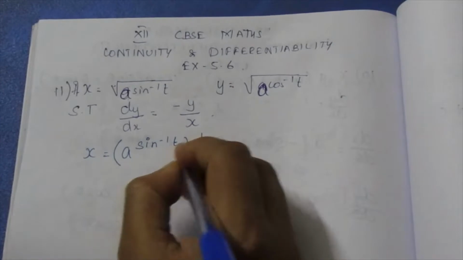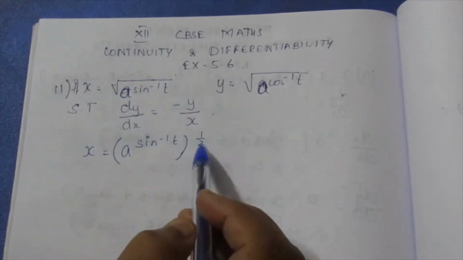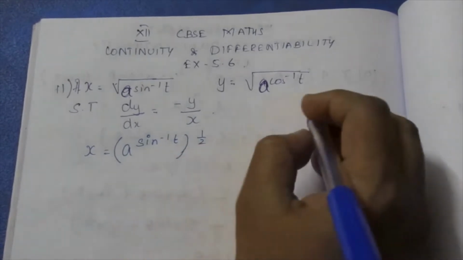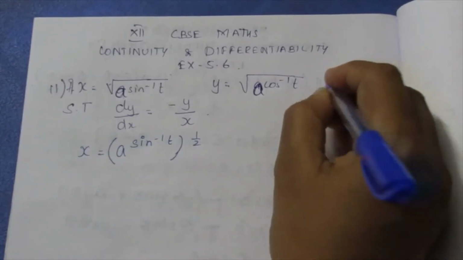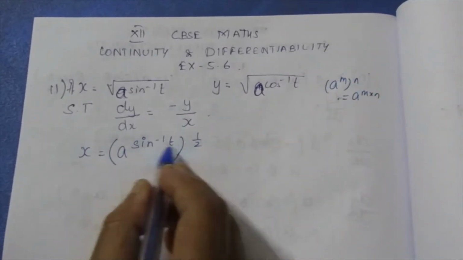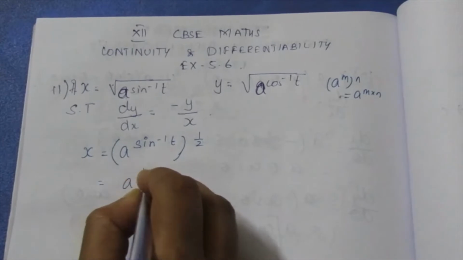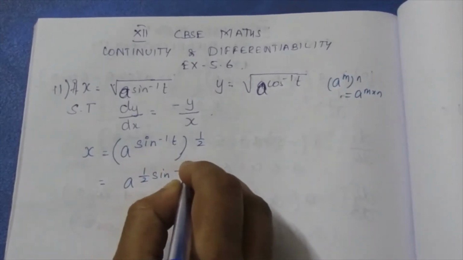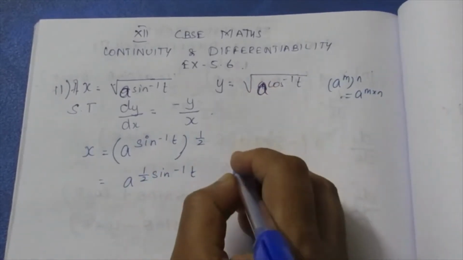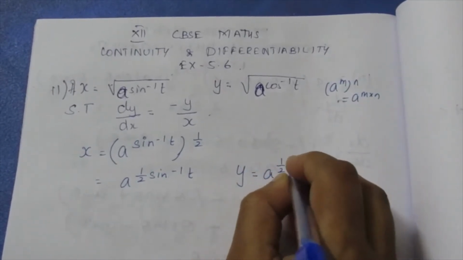As it is a root, I am taking it to be the whole power half. We know that if it is a power m the whole power n, we can write this to be a power m into n. The same way this can be multiplied and written. So I can write this to be a power half sin inverse t. The same way this becomes y is equal to a power half cos inverse t.